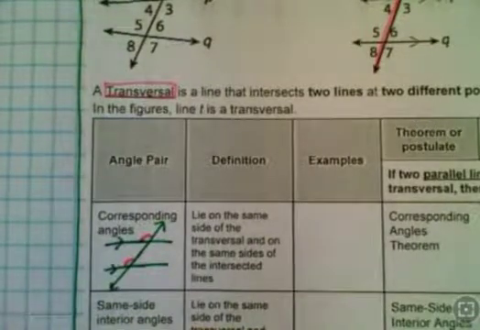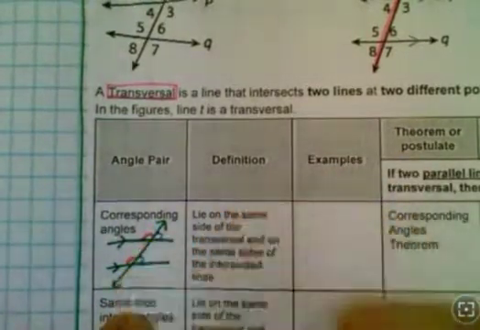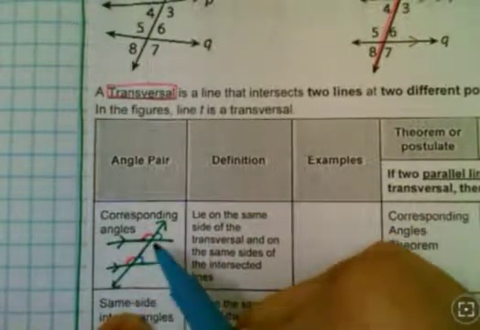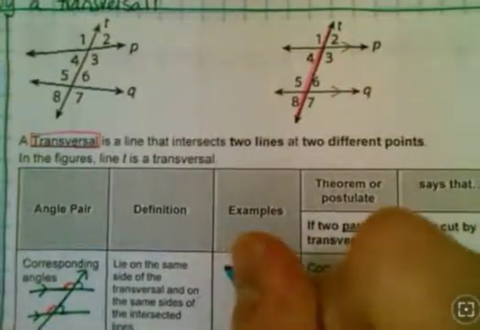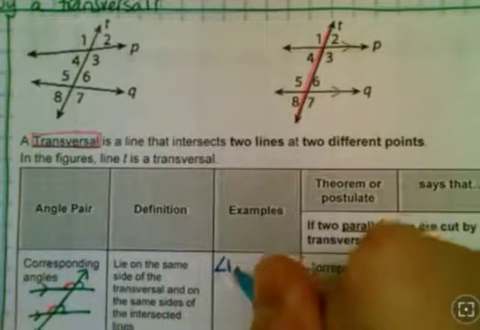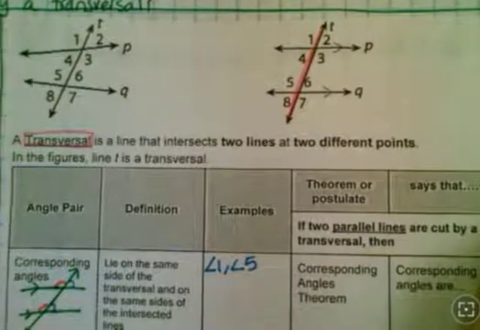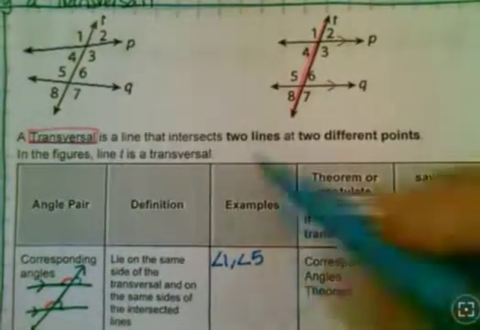Obviously, we could have the top right and the top right, those would be corresponding as well. And then we would have the bottom left are corresponding, bottom right are corresponding. And so in this diagram up here, let's go ahead and list them. We've got angle 1 and angle 5 are corresponding. And go ahead and see if you can figure out the other 3 pairs of corresponding angles, and then check back up here to see if you got them.